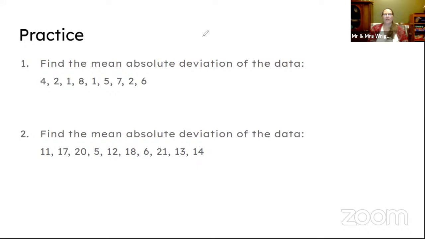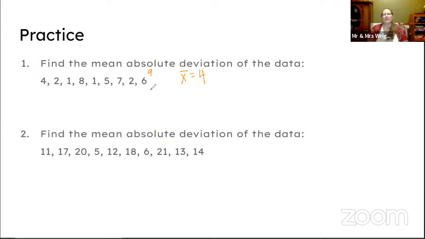Welcome back. We need to find the mean absolute deviation of this data. So the first part of that is we need to find what the mean is of the data. So 4 plus 2 plus 1 plus 8 plus 1 plus 5 plus 7 plus 2 plus 6 is 36 divided by 9. There's 9 pieces of data. 36 divided by 9 is 4. So the mean is 4.